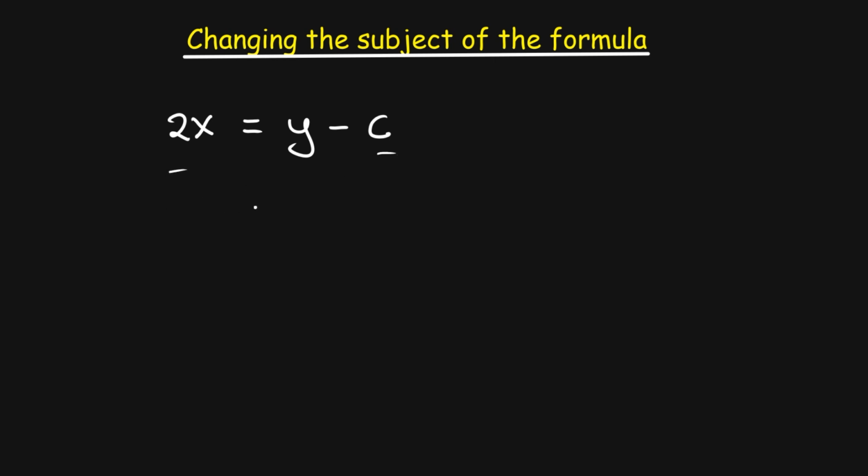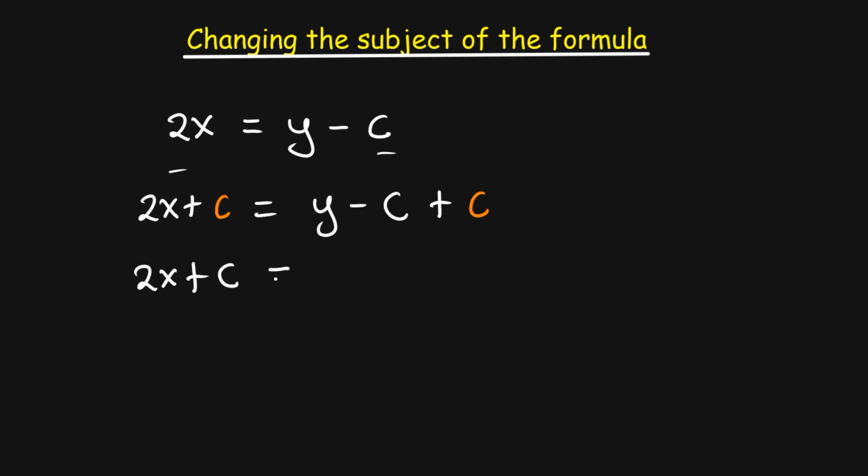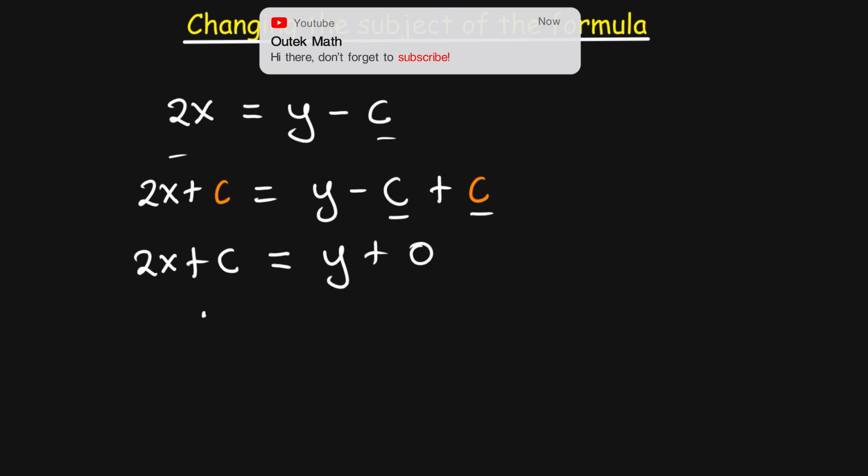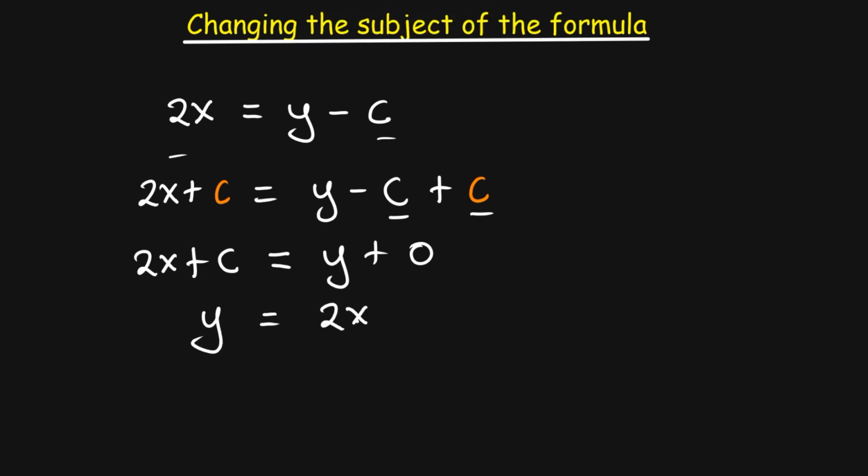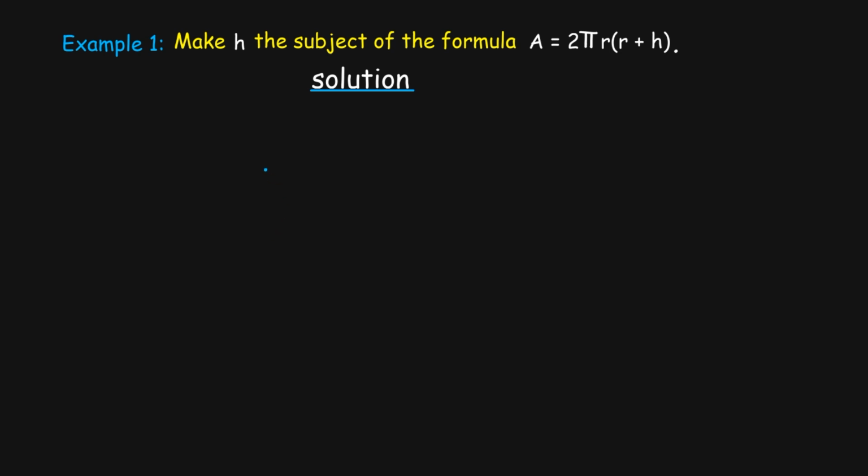So on adding c on either side, it becomes 2x plus c equals y minus c plus c, which is the same as 2x plus c equals y. Negative c cancels out with this positive c, so we have plus 0, which is the same as y equals 2x plus c, thus making y the subject of the formula. Okay, let's go through some examples.